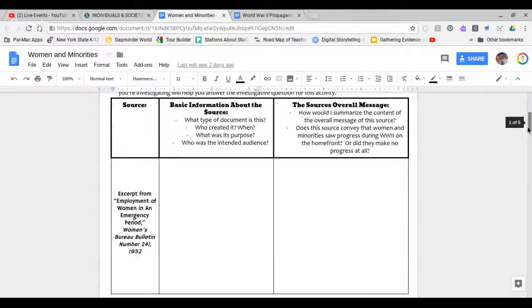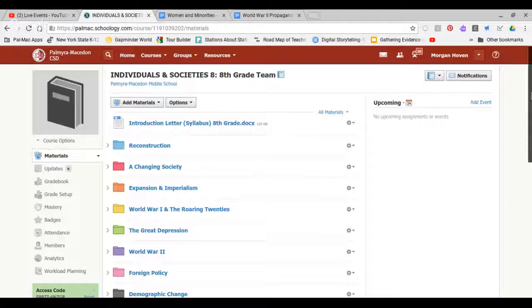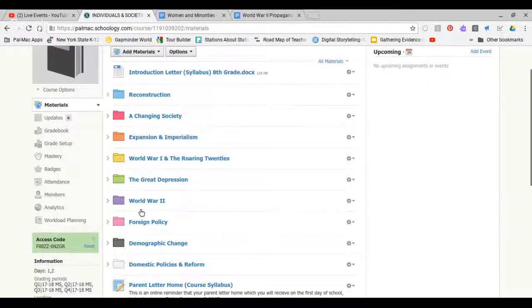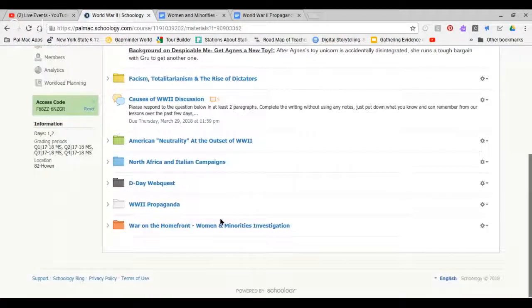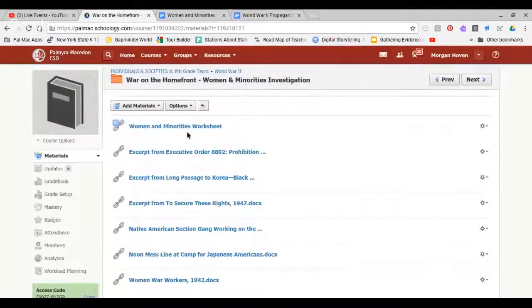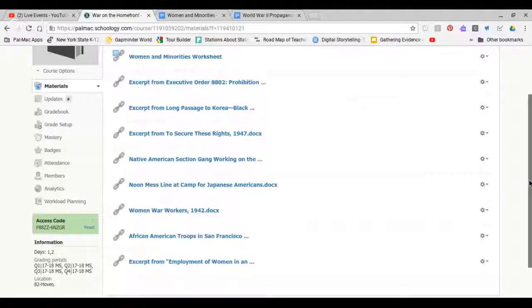They're just different sources. This is the point where we need to go to Schoology. We need to go down to World War II, and then we're going to scroll down to the new folder, which is way at the bottom. War on the Home Front, Women and Minorities Investigation. The top is the worksheet itself. The rest of these are all of the sources.